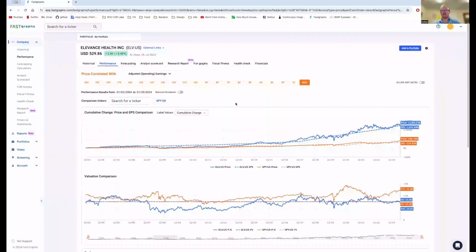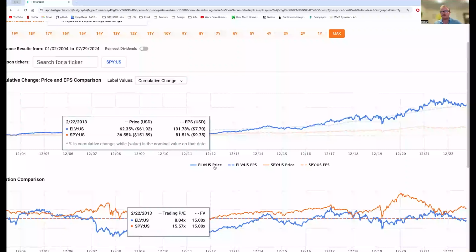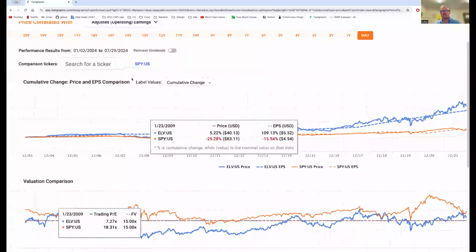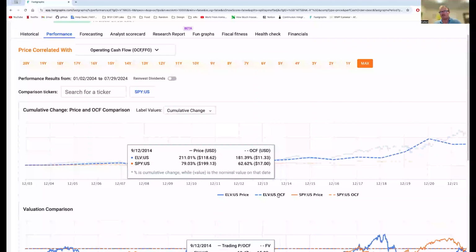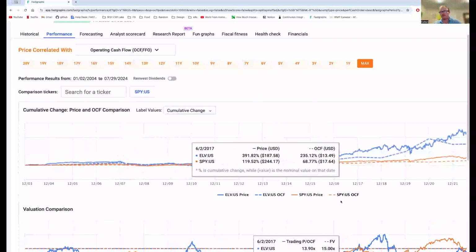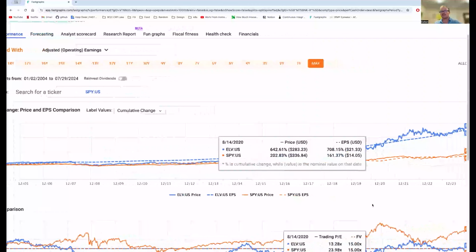But I want to take a look at Elevance and show you guys what this chart is really showing us. So once again, FastGraphs focuses on fundamentals first. Earnings determine market price. The fundamentals of the company are going to ultimately determine the return of the investment in the long run. So on this performance chart, we're not just focusing on price. We focus on price and also the cumulative change of the metric that we're looking at. If I was looking at operating cash flow, notice this has also changed to operating cash flow for both Elevance and the SPY. But I'm going to go back to adjusted EPS for this case.